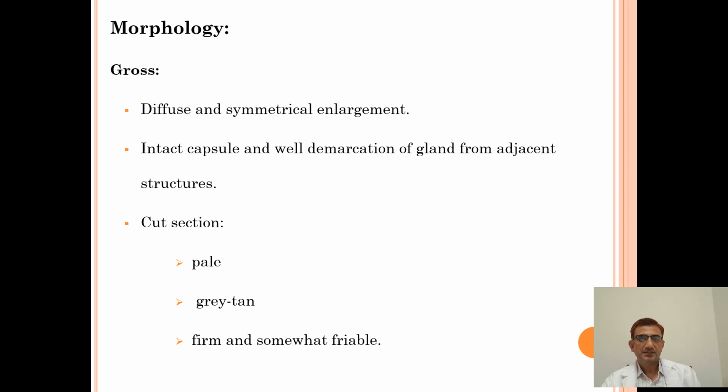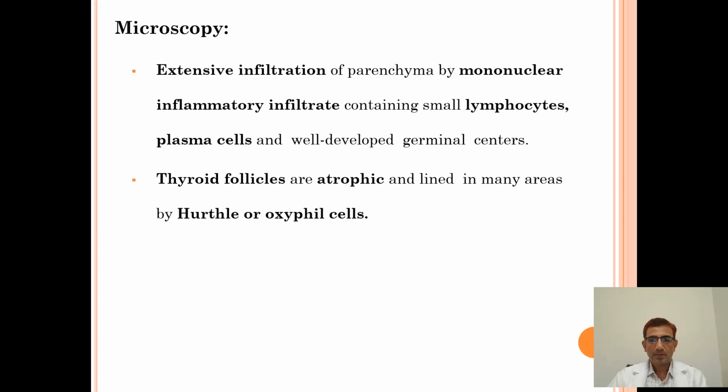Morphology: grossly, the thyroid gland shows diffuse and symmetrical enlargement, with intact capsule and well demarcation of the gland from adjacent structures. Cut section is pale, gray tan, firm and somewhat friable. On cut section grossly, it looks like lymph node architecture. That's what is also called struma lymphomatosa.